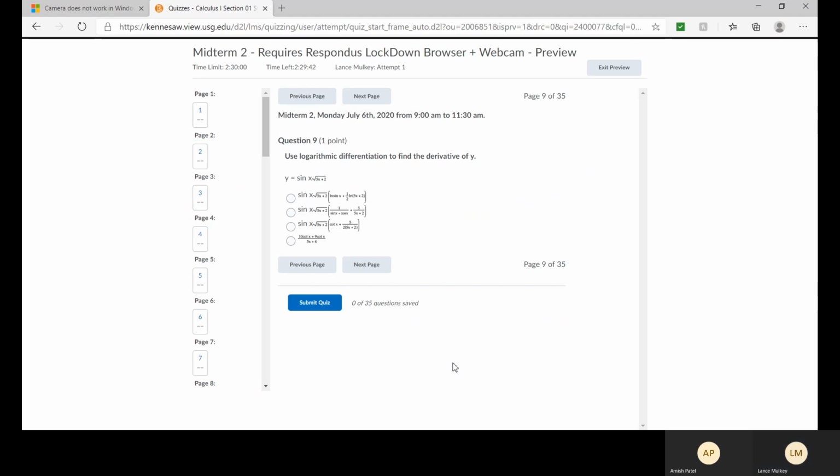Wow. What a stroke of luck. Using logarithmic differentiation to find the derivative of y. So y equals sine x square root of 5x plus 2. I would just use product rule, unless he's checking your work. I mean, you're going to have to use product rule either way. This is so dumb. You'd have to use product rule either way.